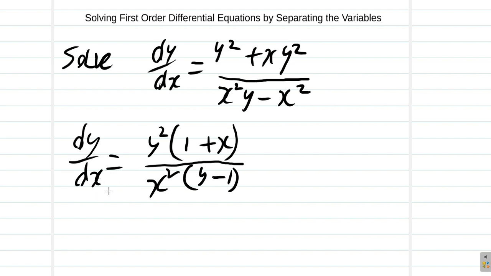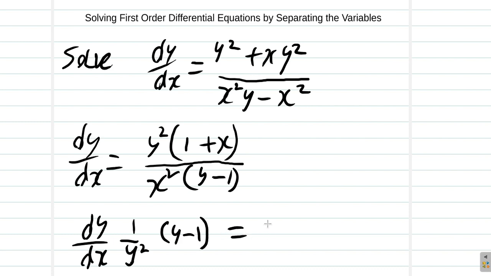So how do we deal with this now? Let us divide by y squared and multiply by y minus 1. What would we get? We would get dy/dx. Divide by y squared, so we have 1 over y squared. Multiply by y minus 1, so we have y minus 1 equal to, what do we have left up there? (1 plus x) over x squared.